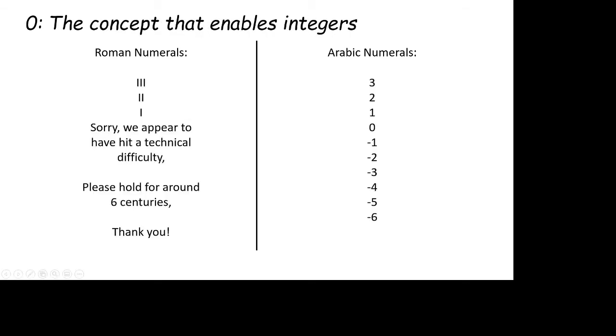0 is also the concept that enables us to define the integer. In the Roman system, anything below 1 is about as real as getting 100 on a math topics test. In the Arabic system, we face no difficulties moving across from positive to negative because we have the concept of 0 to define said boundary.